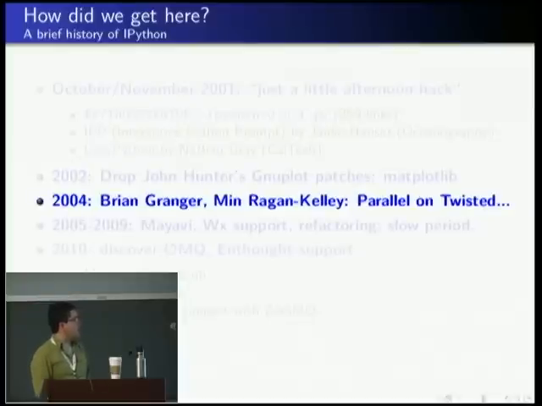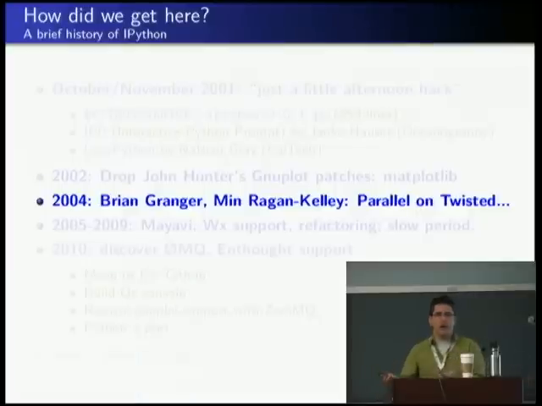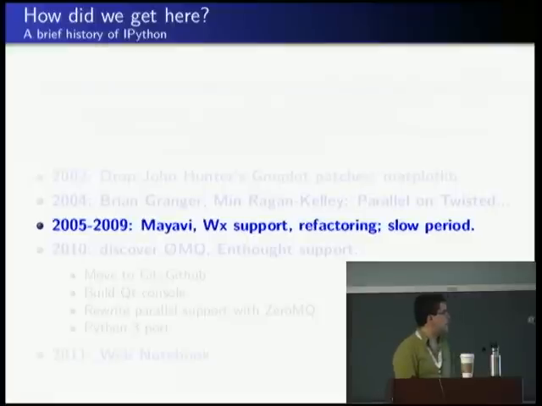In 2004, Brian and I met after a SciPy conference, and we were friends back from grad school, and we started talking about the merger of the interactive ideas with some early parallel computing prototype code that Brian had. And Min, who was his student at the time, did his senior thesis as the first implementation of these parallel ideas, but using a Twisted backend.